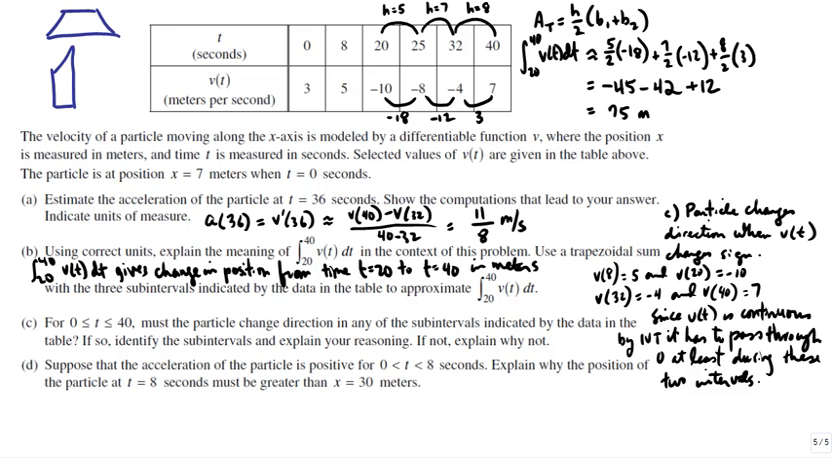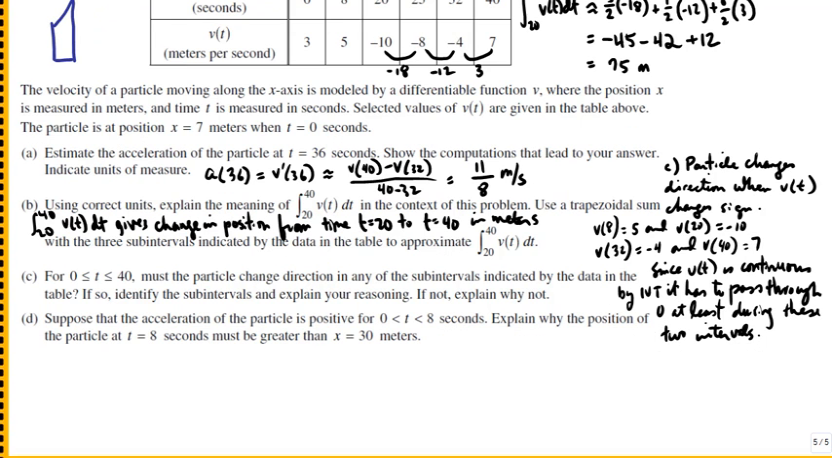Part D, we're told, suppose that the acceleration of the particle is positive from time t equals 0 to t equals 8 seconds. And we want to explain why the position of the particle at time t equals 8 seconds must be greater than x equals 30 meters.